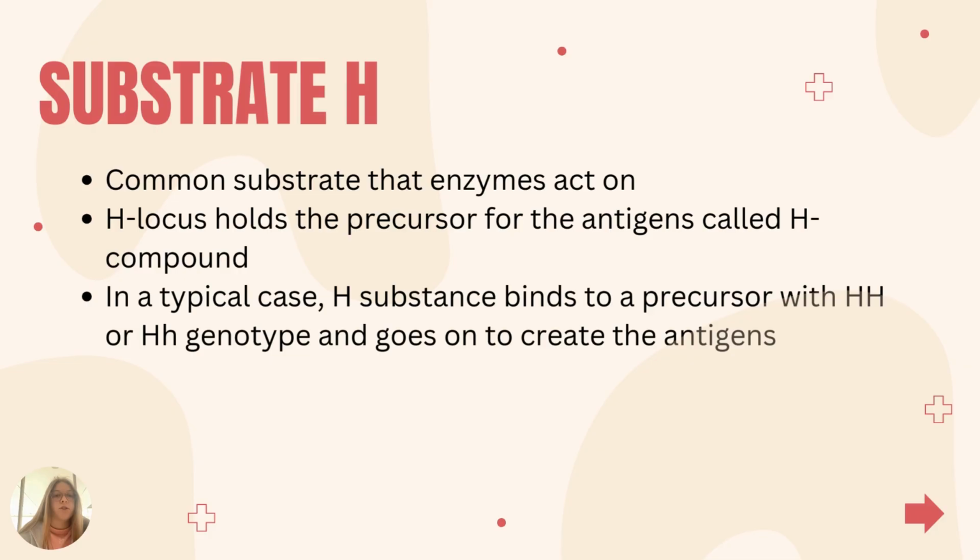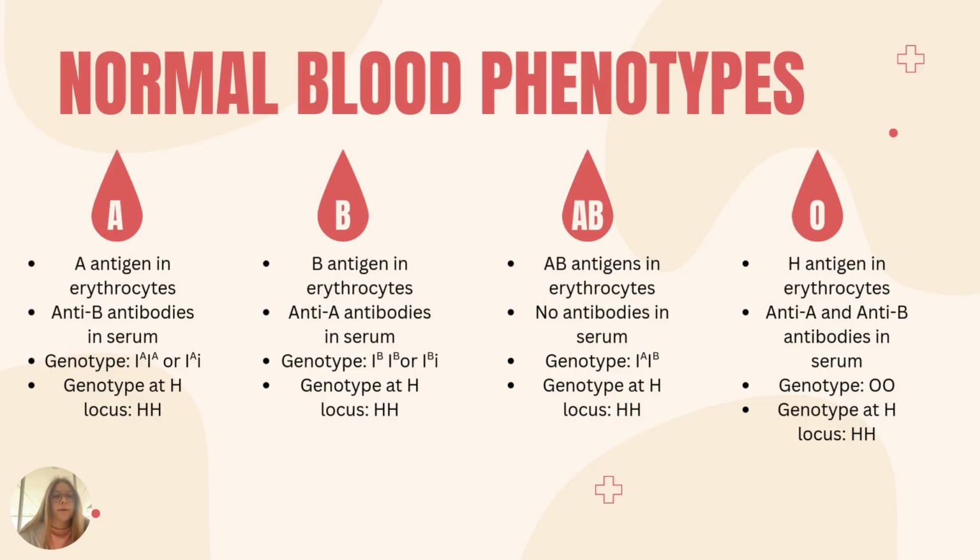So what is this H? It's basically a substrate that the antigens are coming from. So the substrate sees your genotype, and based on that, it's going to determine what type of antigens are present in your blood type. So typically, you have any of the A, B, or H antigens present.